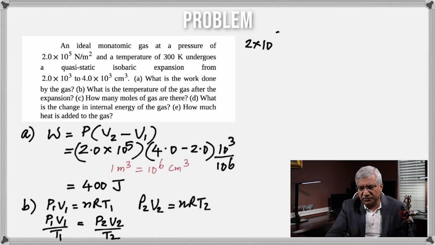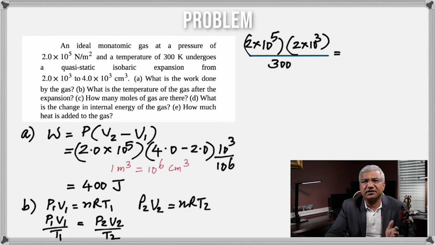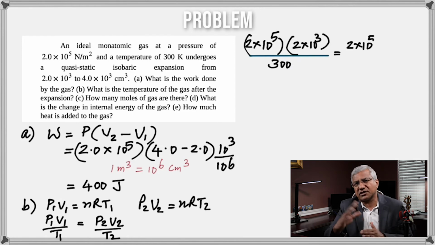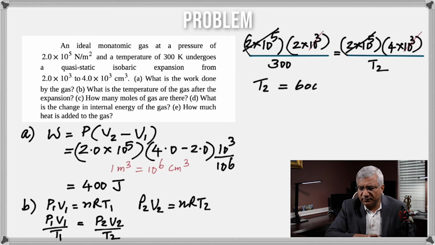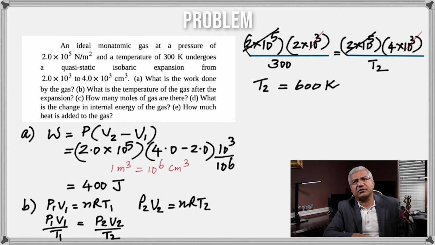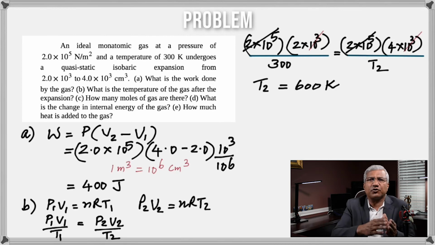And then substitute. When I put the volume, 2 times 10 to the 3, I'm just leaving it in centimeter cube. It doesn't matter because it's a ratio. And then you have P2V2 by T2. And we can do the calculations. And we get the temperature to be 600 Kelvin. So the temperature is 600 Kelvin. It went up from 300 to 600 Kelvin. I hope you understood that.